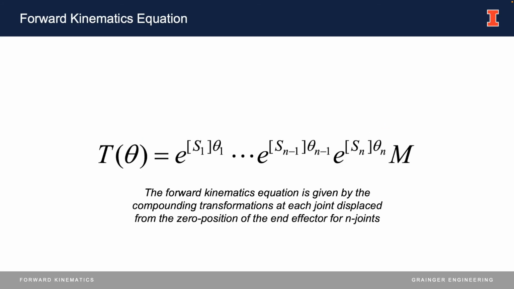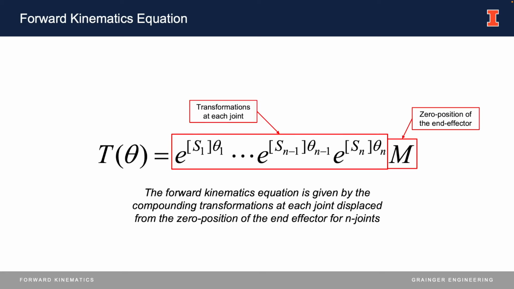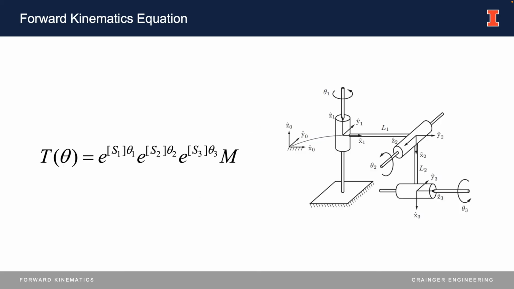Putting all of these components together, we get the following generalized forward kinematics equation for n joints. We can see the compounding transformations at each joint, all multiplied by the zero position matrix to obtain the end effector pose given by a set of joint angles. Going back to our example, we can apply this knowledge of compounding transformations to the zero position matrix, given that we find the screw axis and joint angles for each joint.